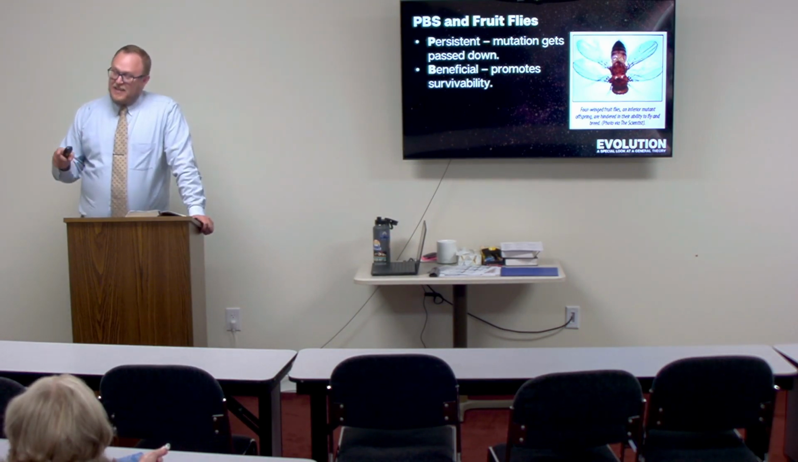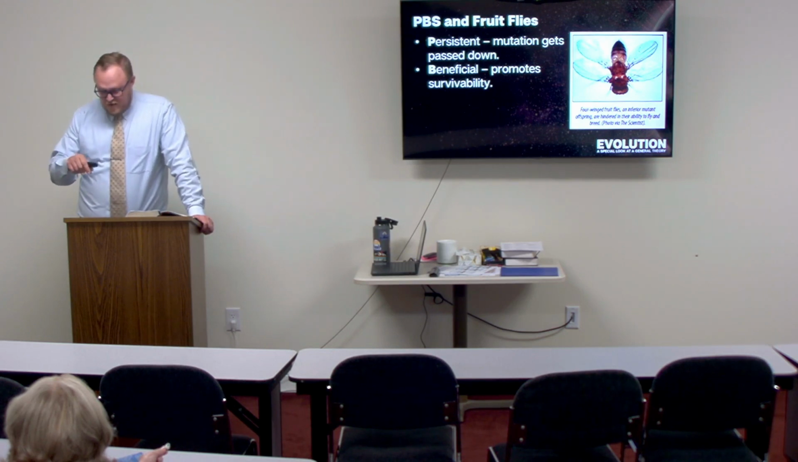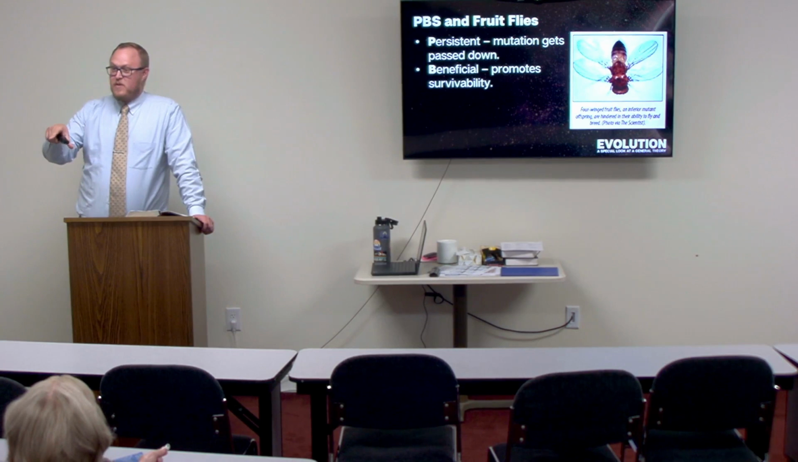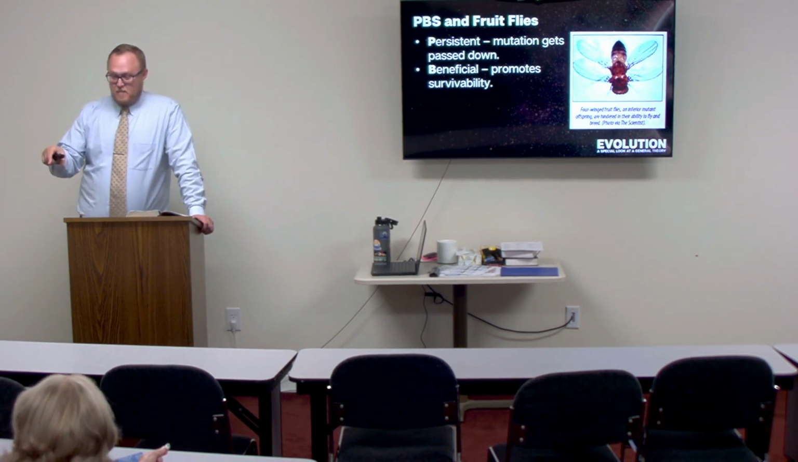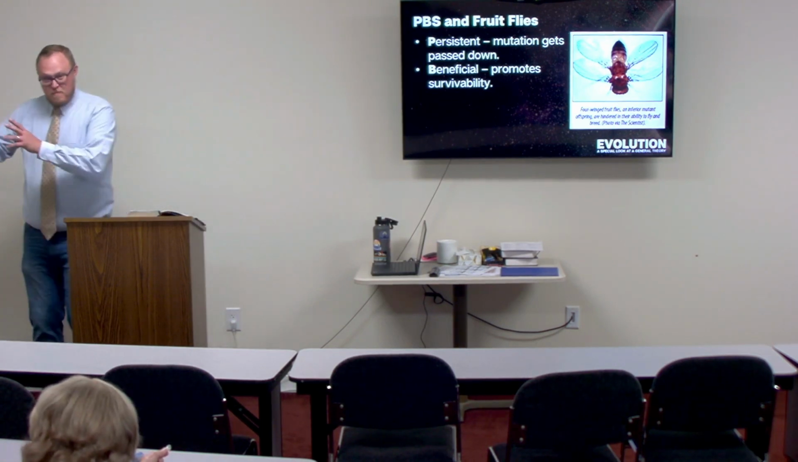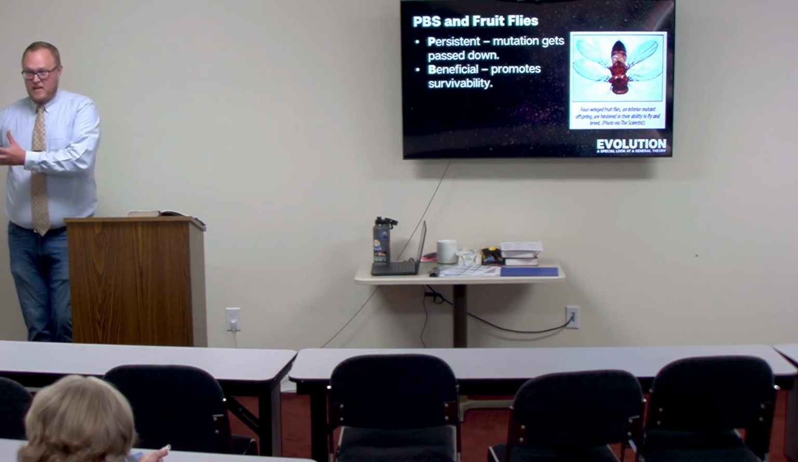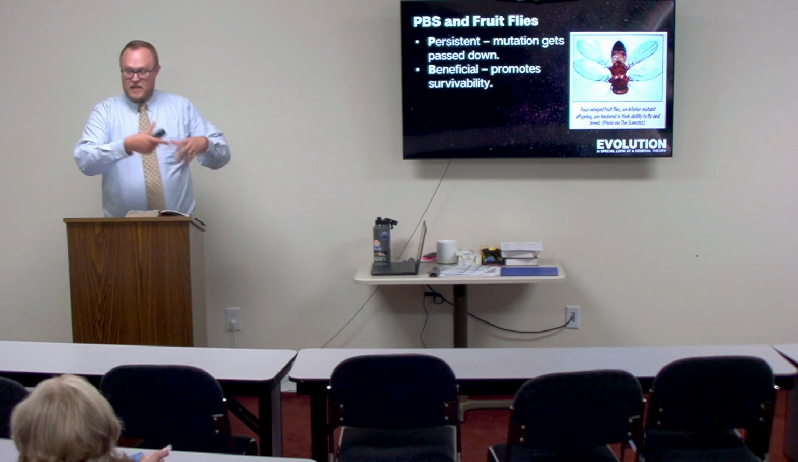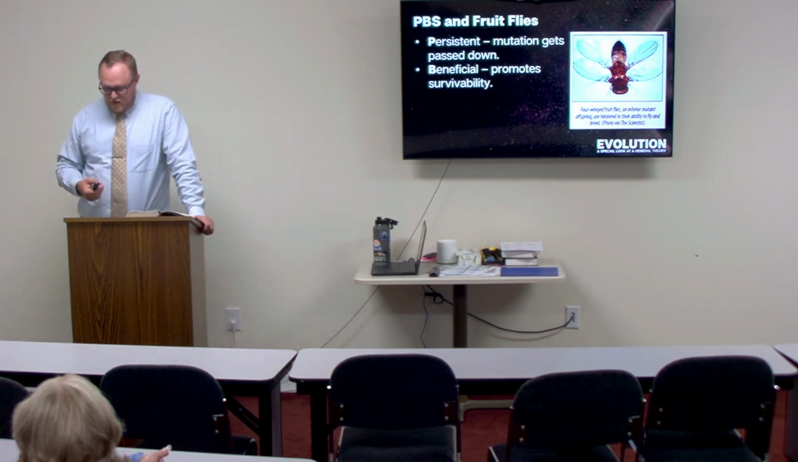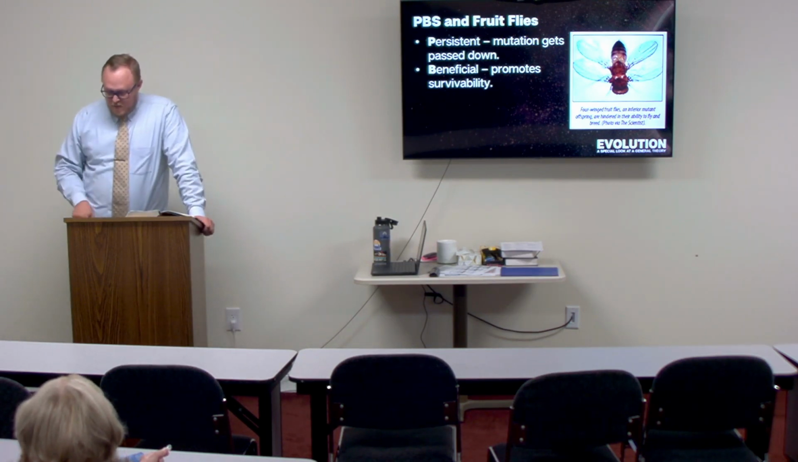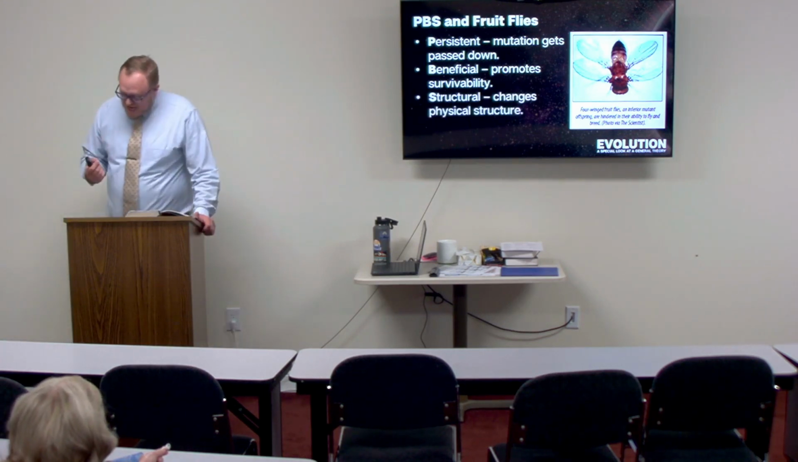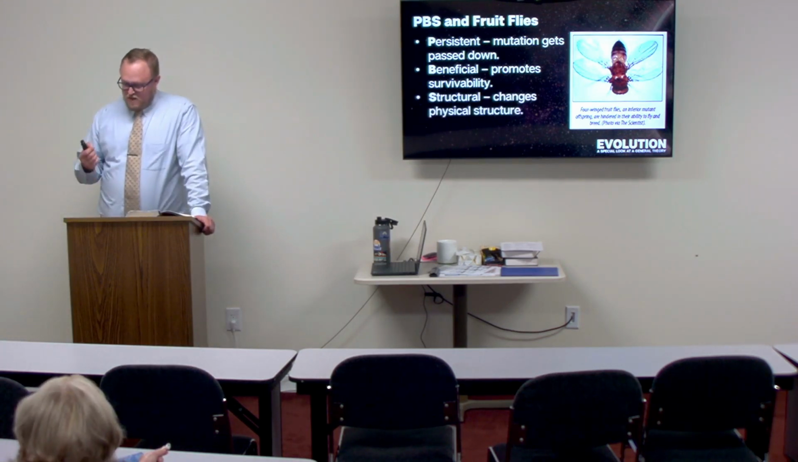And it also must help it to outcompete others of its kind. Going back to the peppered moths, a mutation that helps them outcompete, such as one being black in an environment where they are primarily in a dark area, is going to help them outcompete. So it must be beneficial. The last one is it must be structural. It must change the physical structure of the animal.